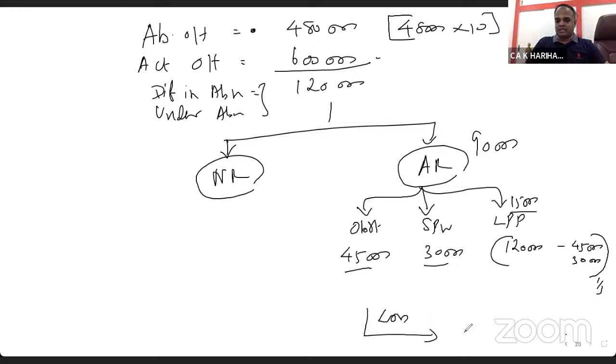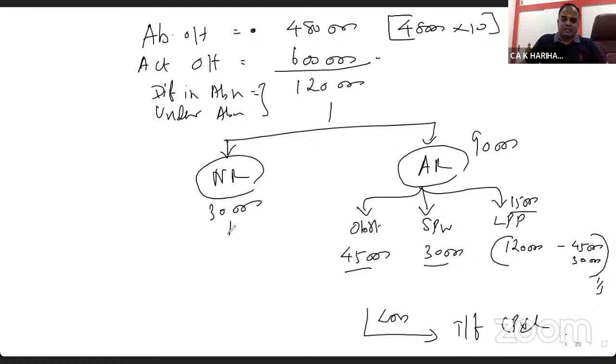If it is a loss, then transfer to costing P&L account. Out of 1,20,000, 90,000 we have identified as abnormal. It's a loss, therefore transfer to costing P&L. Remaining is due to normal reason. How much remaining? 30,000 due to normal reason.